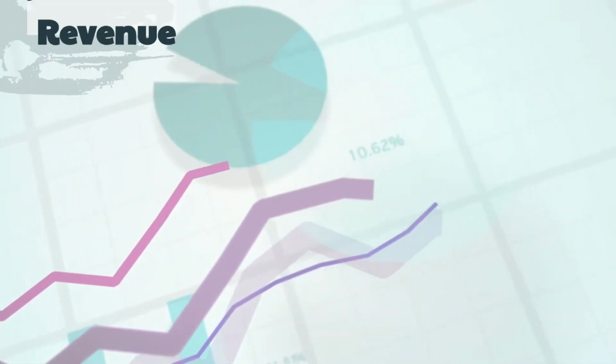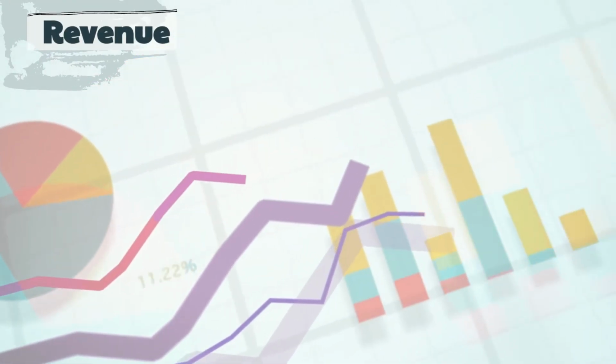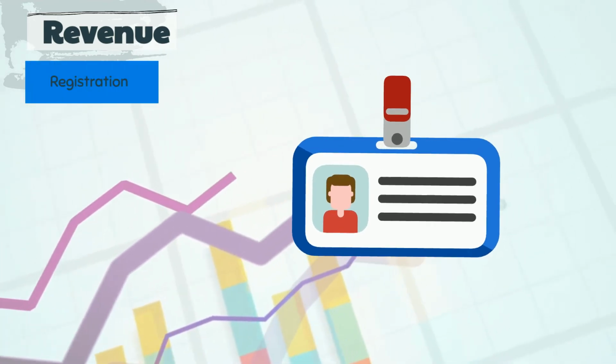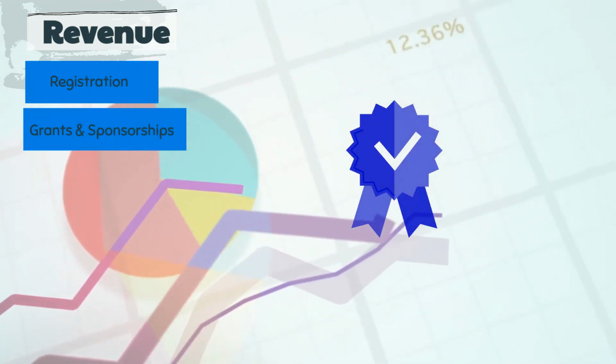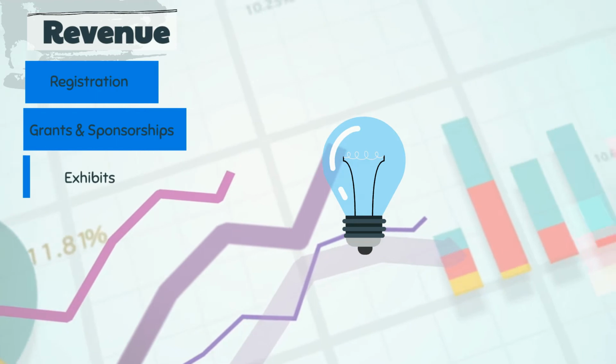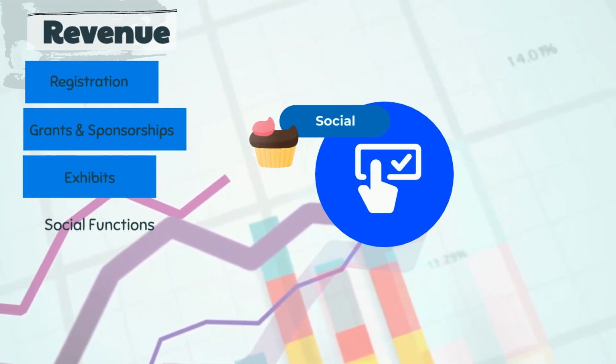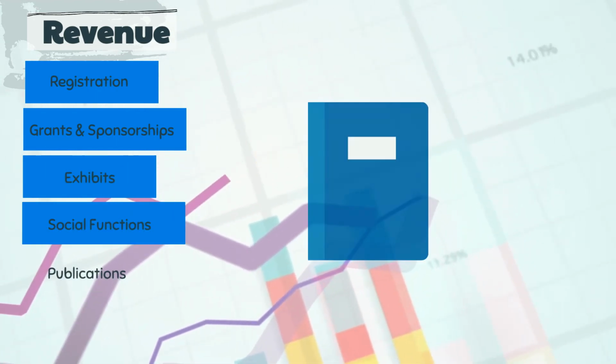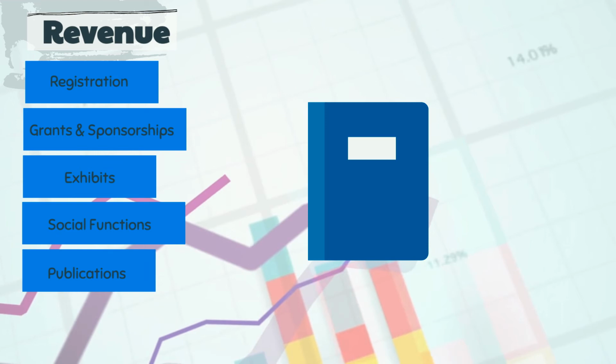Let's review the revenue items that will require backup. We have registration revenue, grants and sponsorships, exhibits, social functions, publications, and anything else miscellaneous that the conference receives.